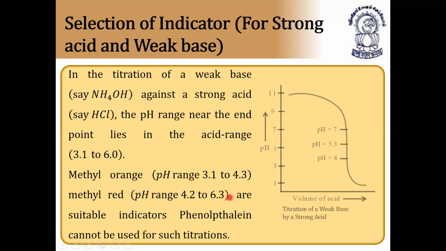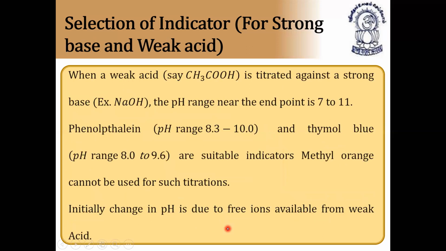Second case, what are the indicators we are using? Since the acid range point is 3.1 to 6, that is weak base and strong acid, we can use only methyl orange and methyl red as indicators. Phenolphthalein does not show any color, because we have to think based on the pH range of acids and bases also.